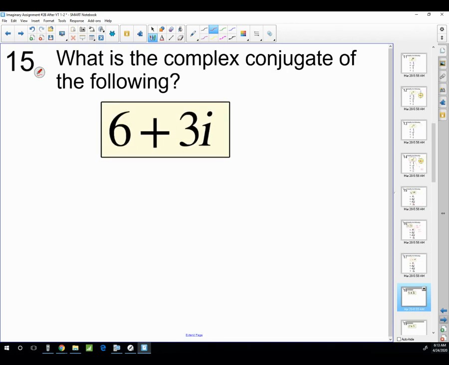Number 15, the complex conjugate. Man, that's easy. The real portion stays the same, and the imaginary portion changes sign. 6 minus 3i. If you multiply complex conjugates, you get a real number.